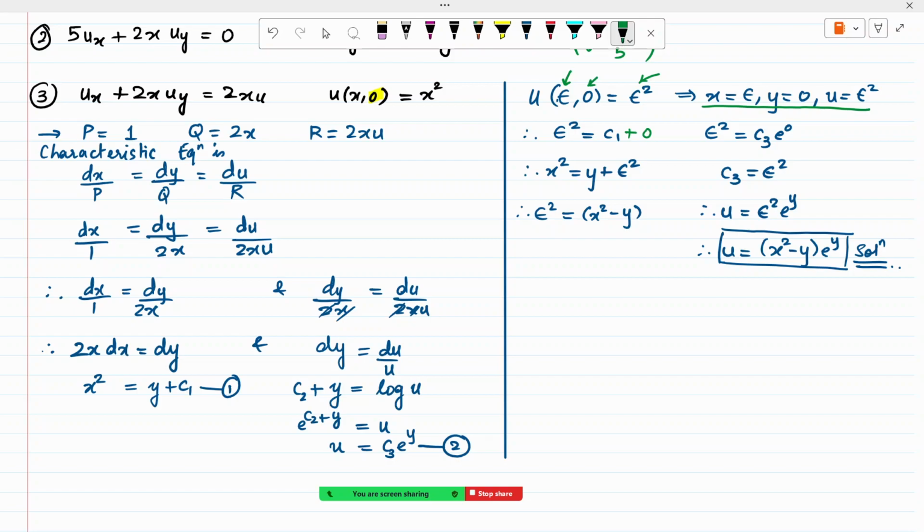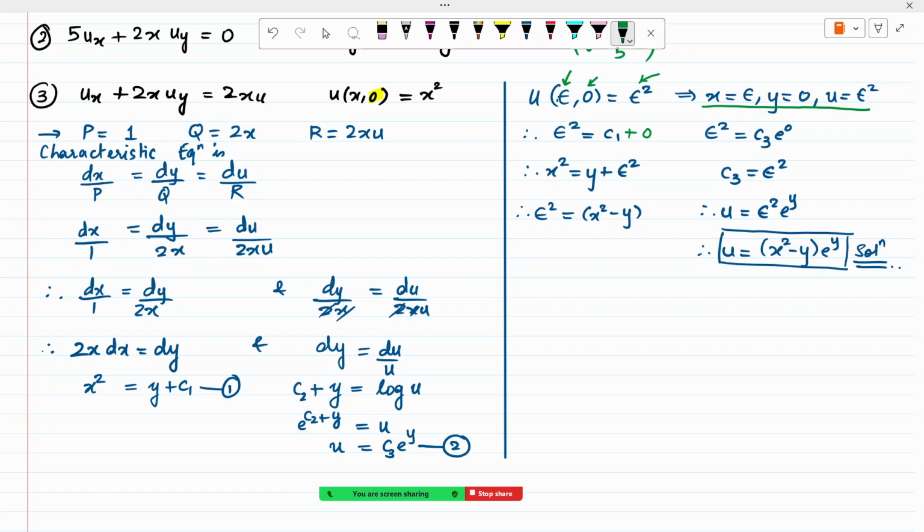Yes. Now we worked on equation 2. Equation 2 was u on the left hand side, which is nothing but epsilon square. C3 as it is, e raised to 0. So e raised to 0 is nothing but 1. So C3 is epsilon square. So you substitute the C3 value again back in equation 2. So equation 2 becomes u is equal to epsilon square e raised to y.